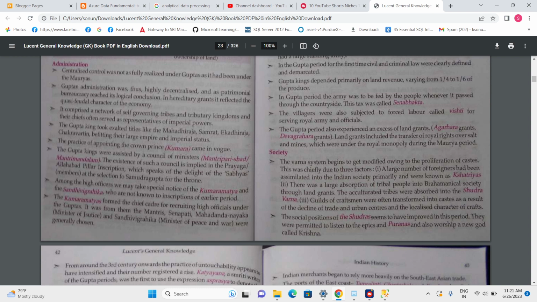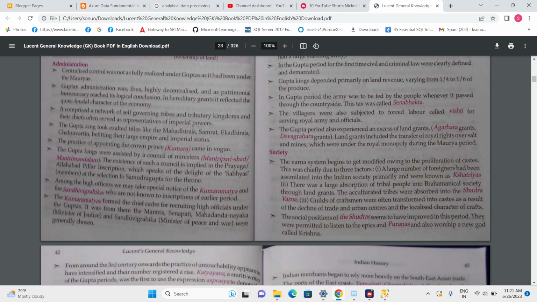And there were two high officers. One is Kumaratya and another is Sandhi Vigrahika. So let's see Kumaratya. Kumaratya formed the chief cadre for recruiting high officials under the Guptas. And Sandhi Vigrahika. So the first Sandhi Vigrahika was Hari Sena under Samudragupta.